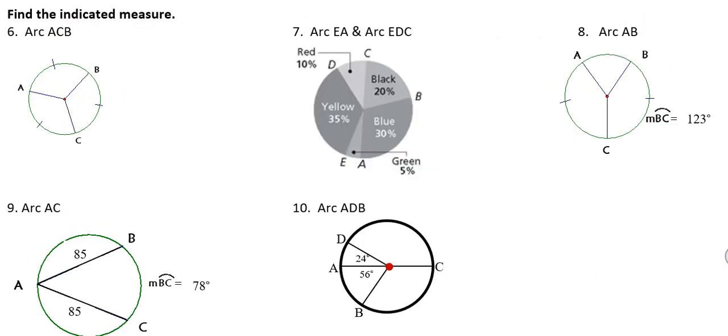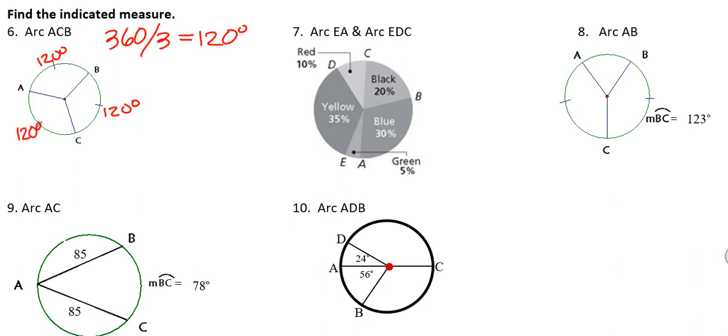For number 6, the first thing I want to ask you is, what do you notice in the drawing? What I notice is that we have 3 tick marks, which tell us that we have 3 congruent arcs. If that's true, then the whole circle is 360. So we take that 360 and divide it by 3, which gives us 120. Then I'm going to label these: this is 120 here, this is 120, and this is 120.